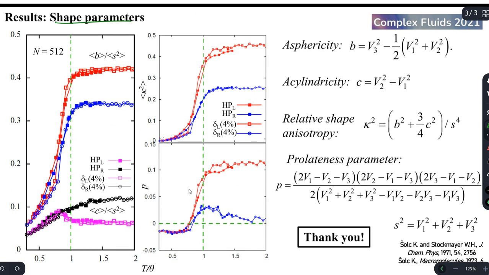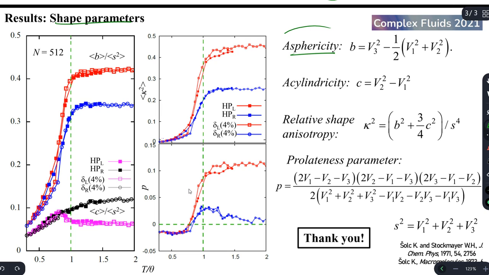The first one is the sphericity. This sphericity tells us how the polymer deviates from a spherical nature, the cylindricity from a cylindrical nature, and the relative shape anisotropy tells us how symmetrical the polymer shape is. Prolateness tells us how prolate it is or not.